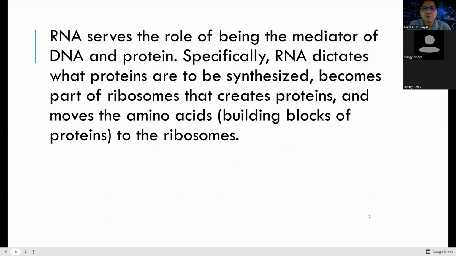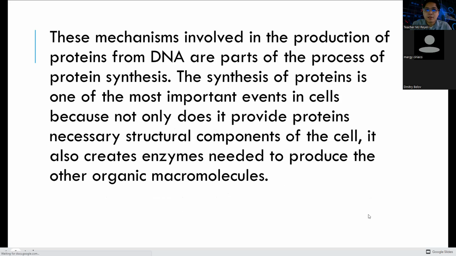RNA serves the role of being the mediator of DNA and protein, since this is the one who actually translates or decodes the information. Specifically, RNA dictates what proteins are to be synthesized. It becomes part of ribosomes that create proteins and moves the amino acids, the building blocks of proteins, to ribosomes. This mechanism involves the production of proteins from DNA, which are parts of the processes of protein synthesis.